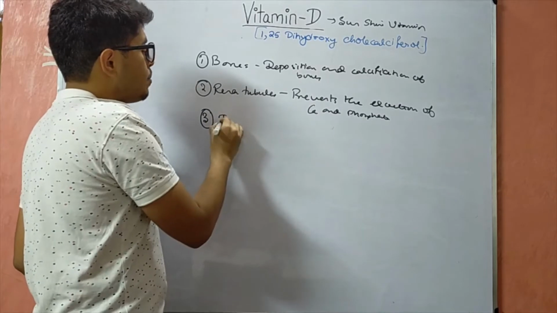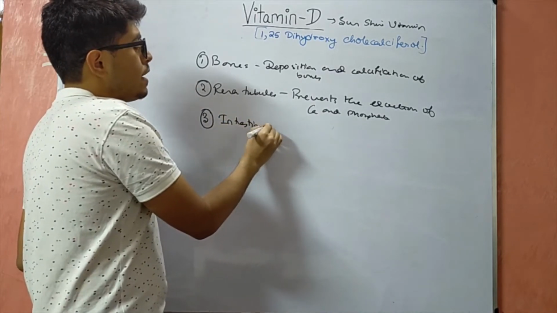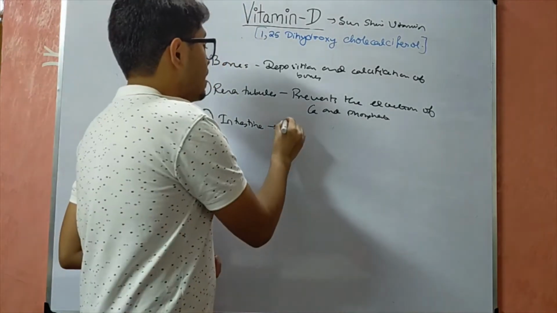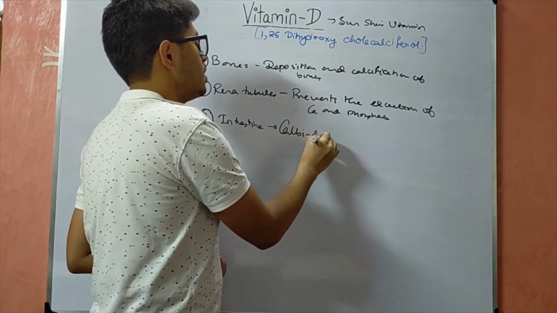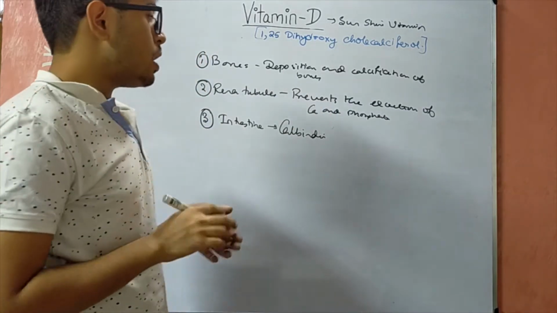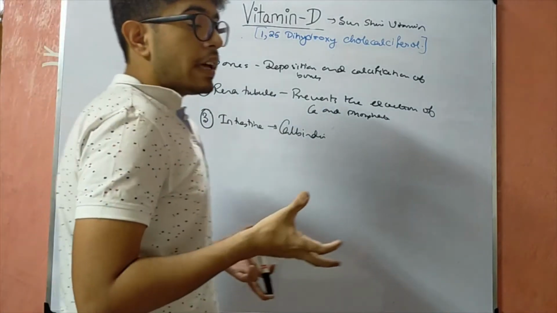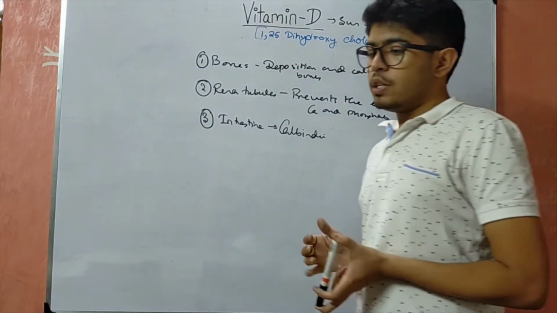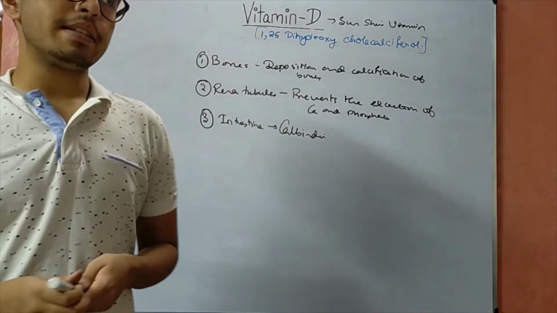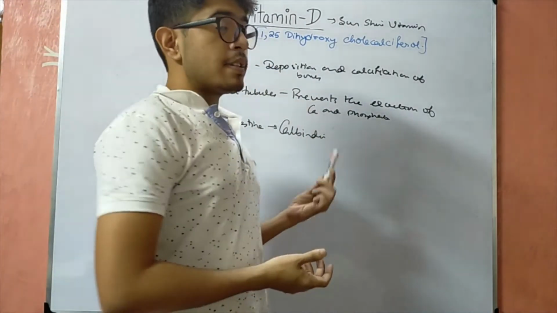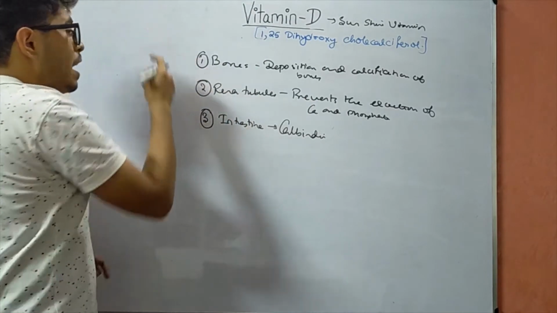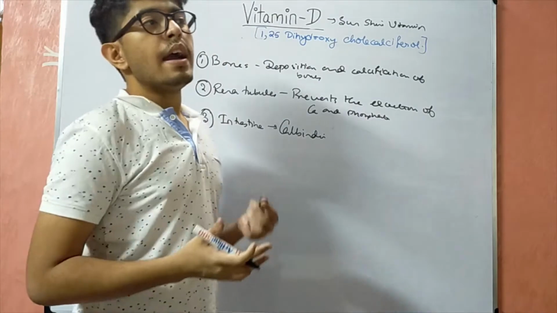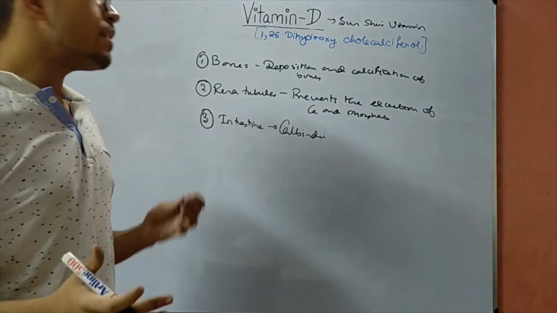And it is also acting upon the intestine, where it will stimulate the synthesis of a protein called calbindin, which will stimulate the absorption of calcium. So vitamin D is very important for the absorption of calcium from the intestine, which we eat as food. The sources of vitamin D are sunshine. Apart from that, vitamin D is also present in milk and various other green leafy vegetables.